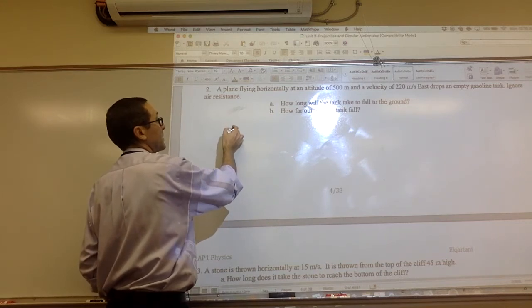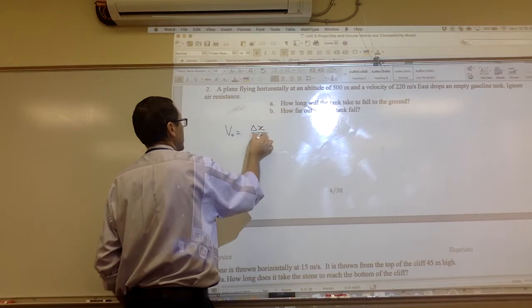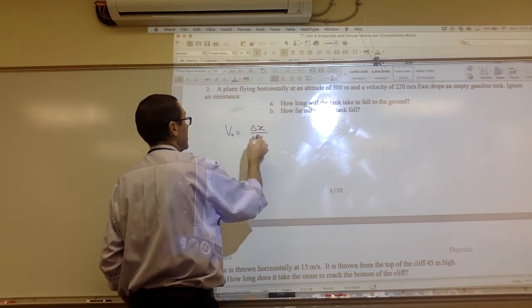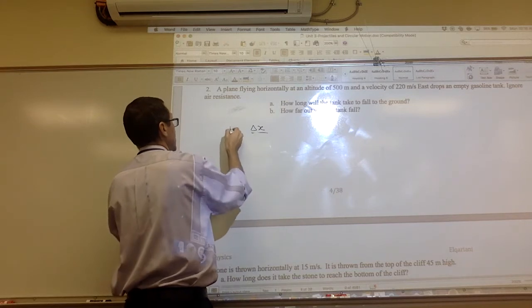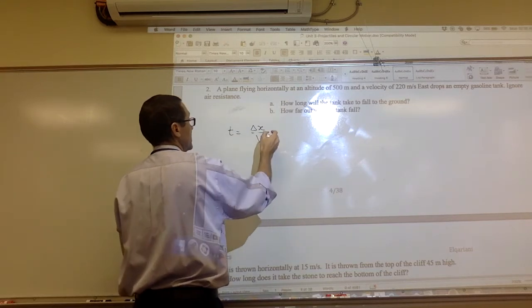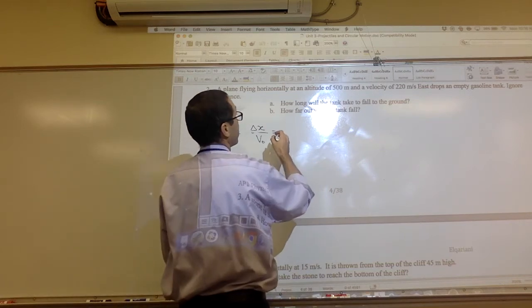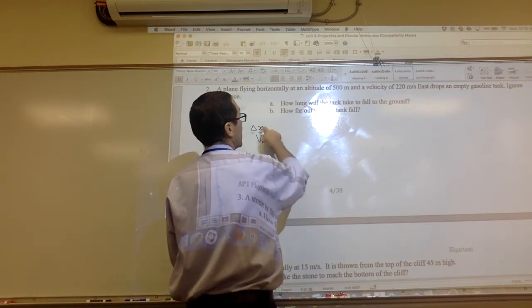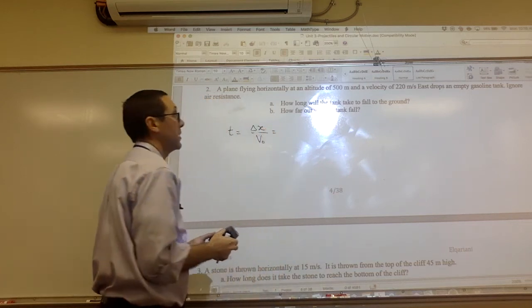So we're trying to find the time. We know the initial velocity in the horizontal direction. So the time here, the V0 here, that's equal to... I don't think I have the delta x. So maybe I have to use some other equation.